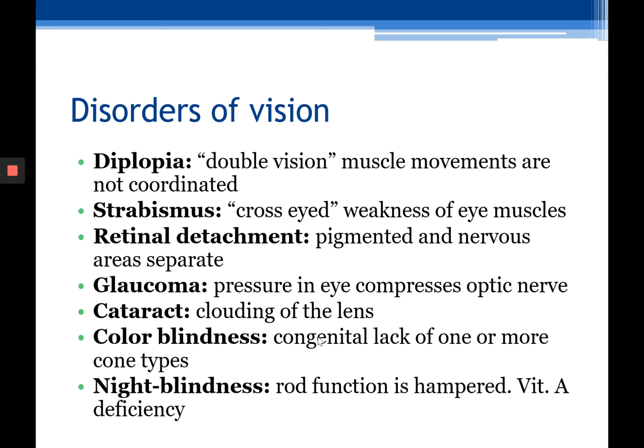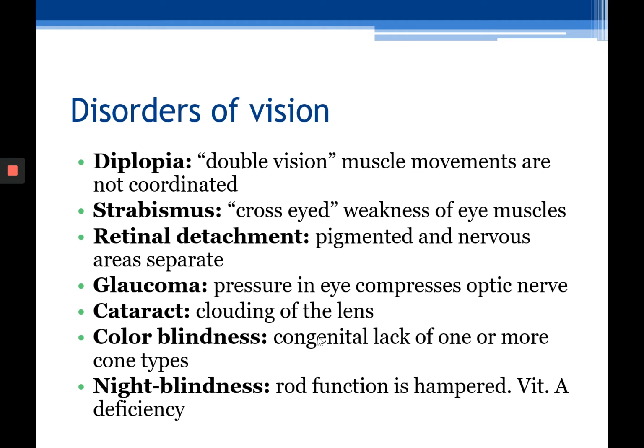Retinal detachment can occur if the pigmented and nervous areas of the retina separate. This could occur if aqueous humor builds up between the neural and pigmented areas. Glaucoma is when pressure, maybe from aqueous humor, puts pressure on the optic nerve and can result in blindness. We've talked about a cataract before. It's usually clouding of the lenses. It can be surgically corrected, but usually comes back. It's sometimes a complication of diabetes mellitus or just old age.